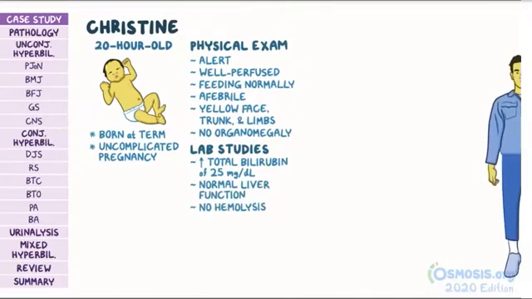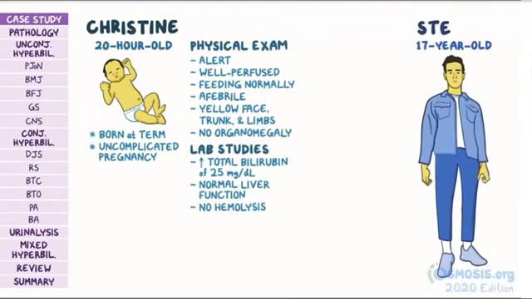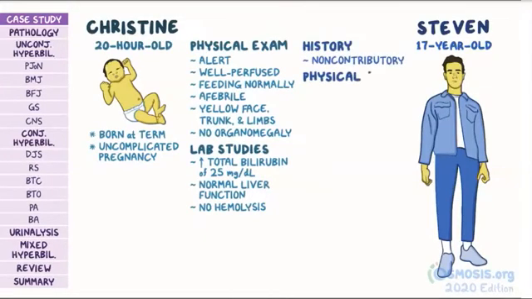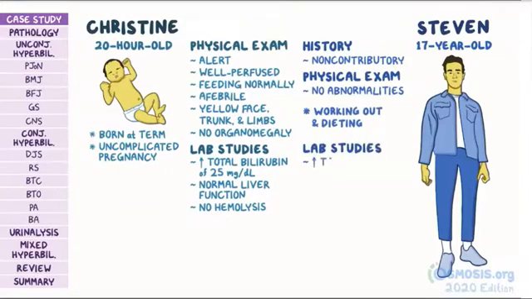On the other hand, a 17-year-old boy named Stephen comes to his primary care physician because his sister has been telling him that, periodically, he looks a little yellow. Medical history is non-contributory, physical examination shows no abnormalities, but Stephen mentions that he recently started working out and dieting to prepare for prom. Laboratory studies show elevated total bilirubin concentration. A week later, his bilirubin concentration is normal.